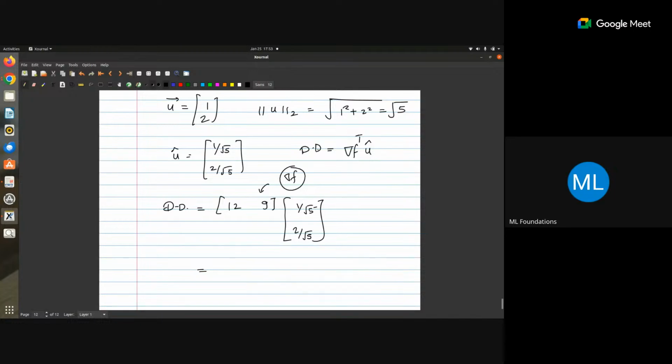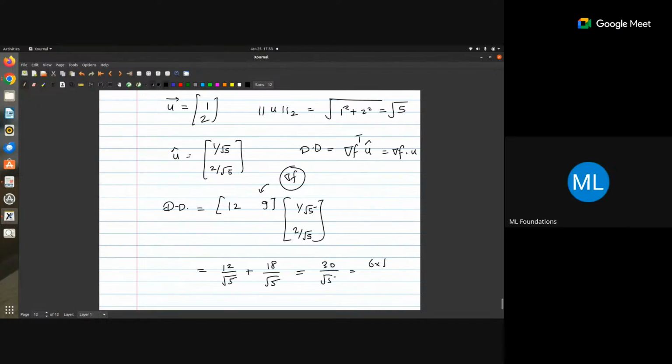So when I say dot product, this can be written as del F dot U, or I have to take the transpose of one vector and multiply with another. So here, how much is it? 12 by root 5, and U is the unit vector. To calculate the unit vector, we normalize it. Plus 18 by root 5, that is 30 by root 5.